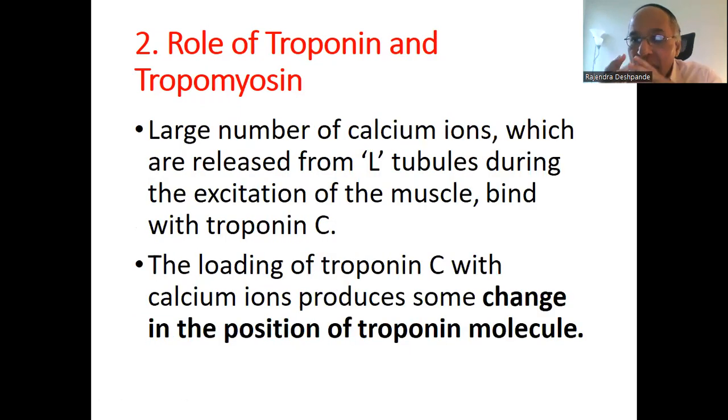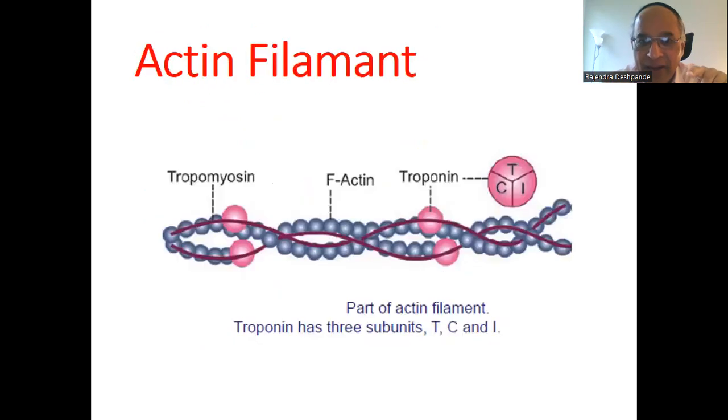Now, a large number of calcium ions released from the L tubules during excitation of the muscle bind with troponin C. C is named for calcium, where calcium entry can occur. The loading of troponin C with calcium ions produces some change in the position of the troponin molecule. The configuration is changed in the actin molecule. Here you can see the tropomyosin molecule, and this is troponin. This particular configuration is first closed, but when calcium ions are released, then the myosin is welcomed by the actin molecule.